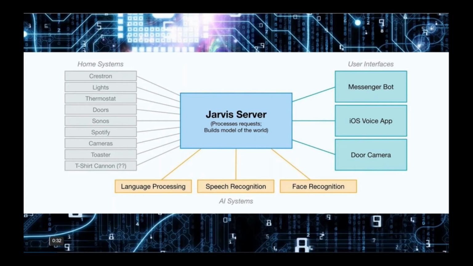So many things like that are there in a part of this. So how do they do it? There are three important things: language processing, speech recognition, and face recognition. Who is giving this information? What language is it coming in, and how do you have to take this information? And this could come from a messenger bot or an iOS app or a door camera.